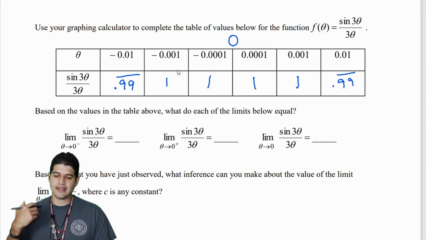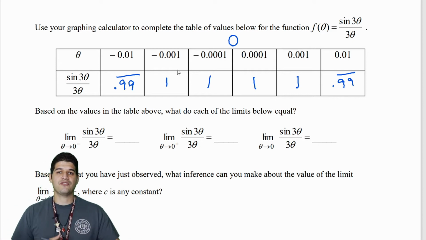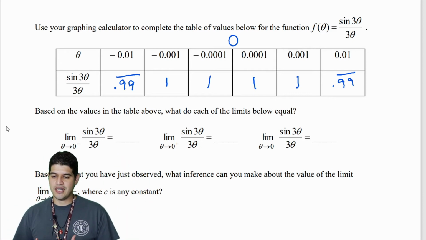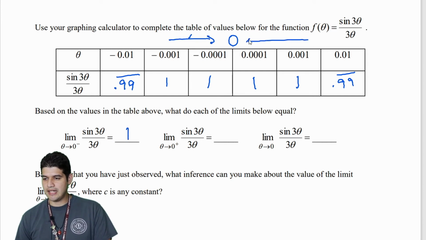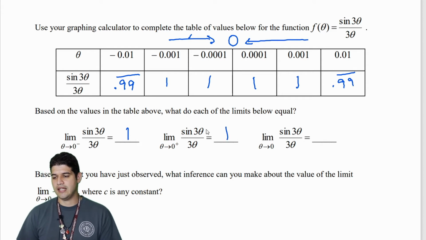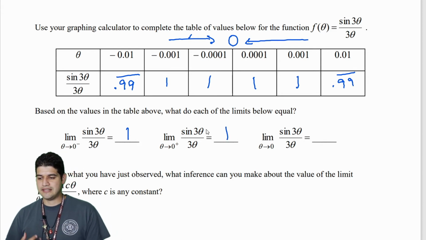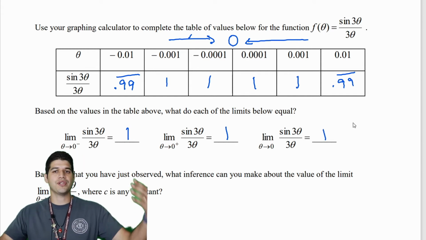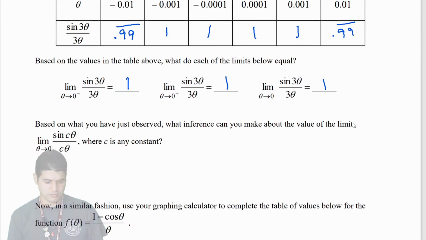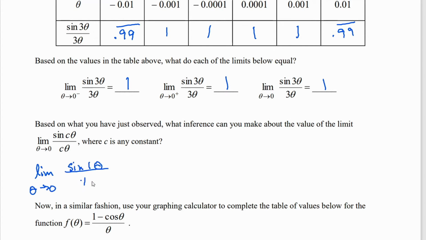Again, looking at the limit as theta approaches 0 from the left side, sine of 3 theta on 3 theta comes out to be 1. And from the right side, it also came out to be 1. So what can I say? The limit as theta approaches 0 of sine of 3 theta on 3 theta comes out to be 1, because both the left and right hand sides meet up. Let's look at the two problems. I have sine of 3 theta on 3 theta, and on the first one, I had the limit as theta approaches 0 of sine of 1 theta on 1 theta.